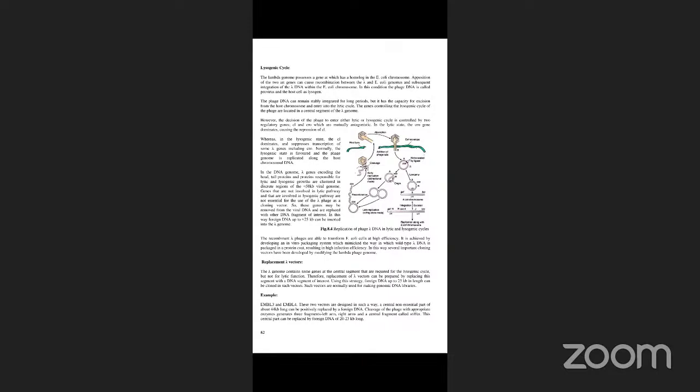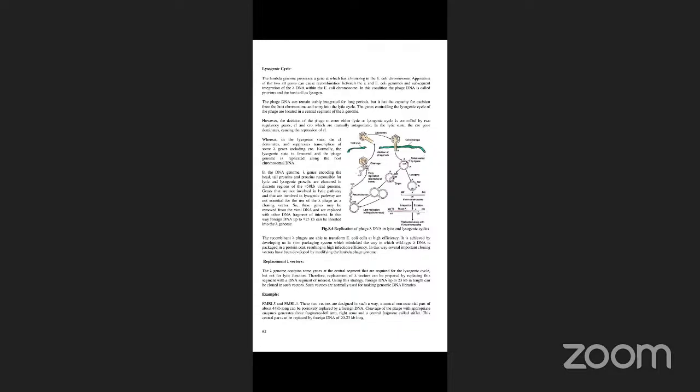Here the lambda genome consists of some genes which are required for the lysogenic cycle but not for the lytic function. Therefore, these genes are removed and replaced by foreign DNA up to 23 kilobase pairs in length. Then they will be introduced. When this virus infects a bacterial cell, this genomic DNA will be introduced into the bacterial cell. So the bacteriophage vectors are EMBL3 and EMBL4.